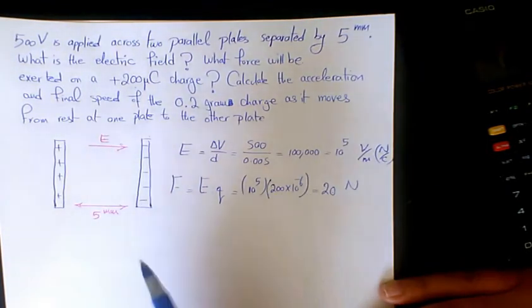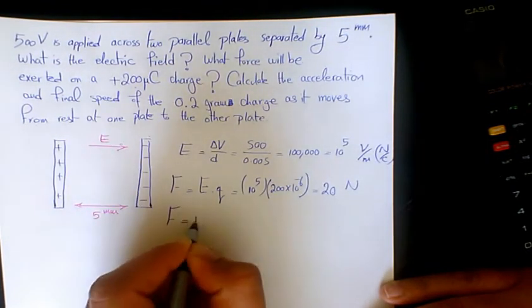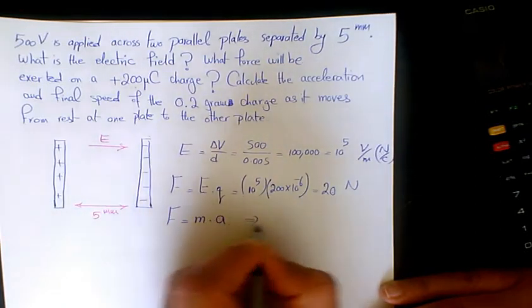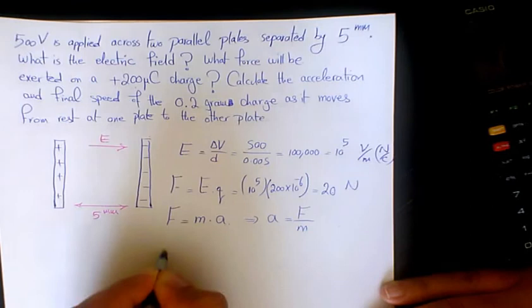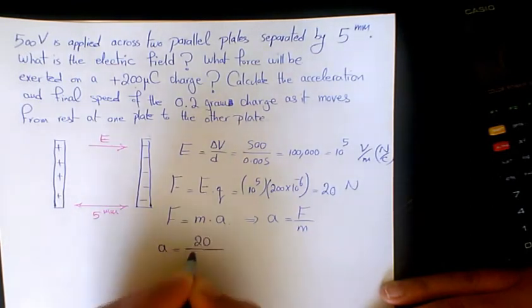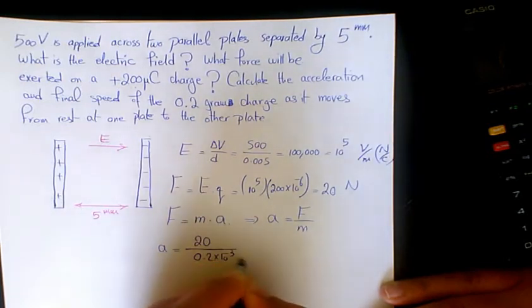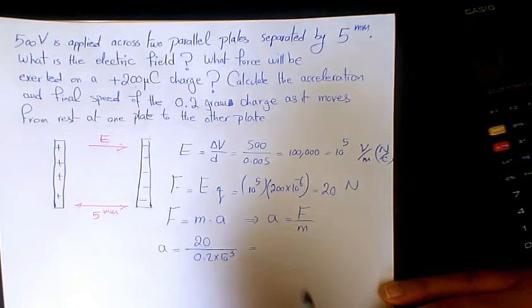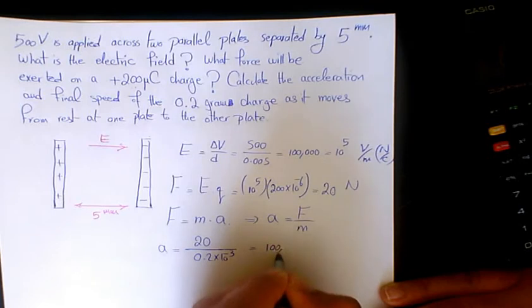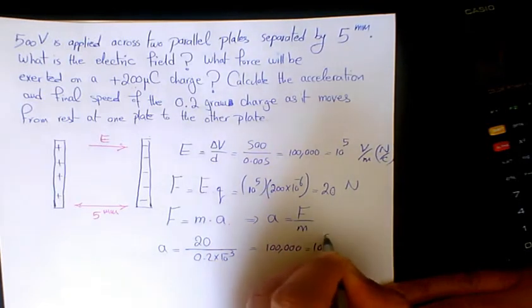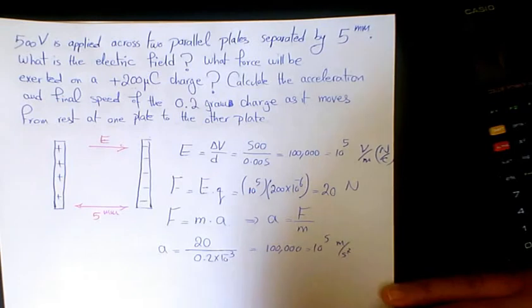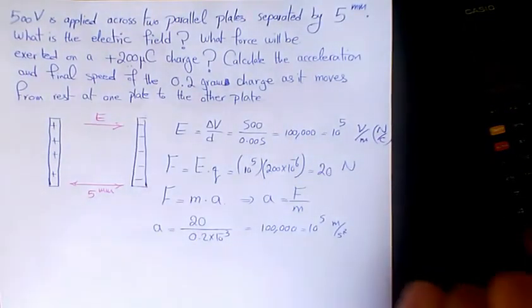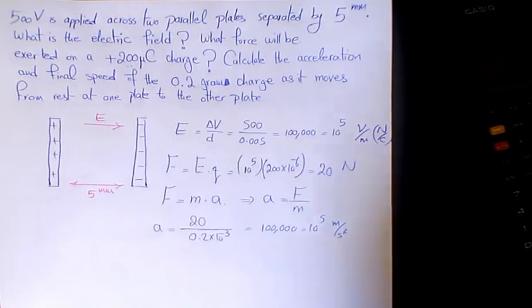And then it says find out the acceleration. F equals m times a, so a will be F over m. F is 20 Newton, and mass is 0.2 grams. I need to convert it to kilograms, so it's going to be 20 divided by 0.0002. That's going to be 100,000, 10 to the power 5 meters per second squared. Let me check it with the calculator again. 100,000, yeah. Meters per second squared.